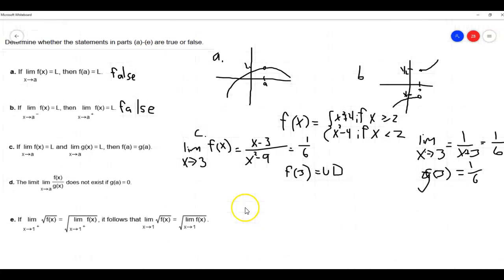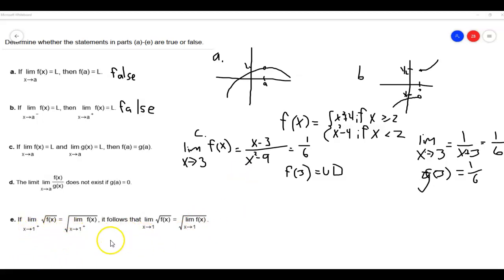All right, E. If the limit as x approaches 1 from the right of the square root of f of x is equal to the square root of the limit as x approaches 1 from the right of f of x, it follows that the limit as x approaches 1 of the square root of f of x is equal to the square root of the limit as x approaches 1 of f of x. All right, so let's think about that for just a minute.